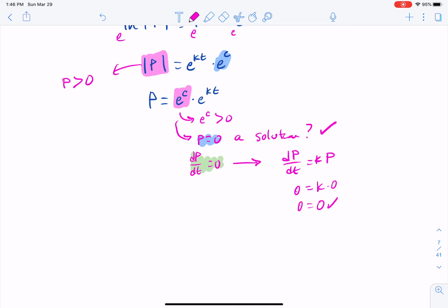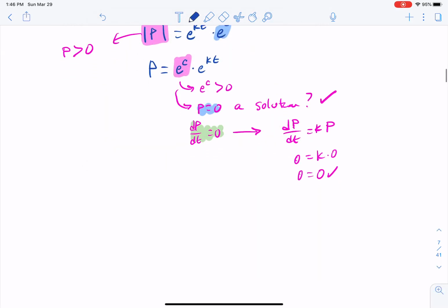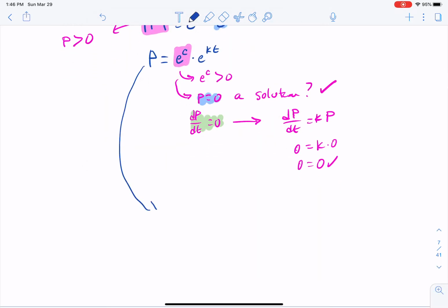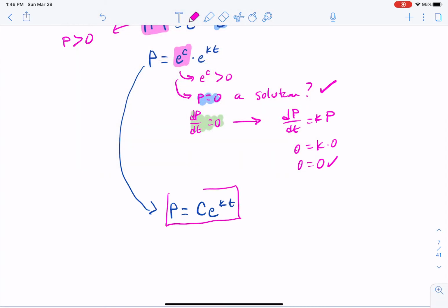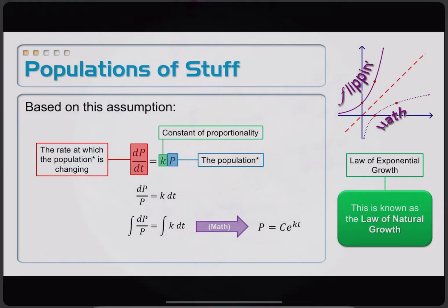It's a possible solution, which allows us to write our final equation as p is equal to c, some constant, e, or not constant of proportionality because that's this one here, kt. We're about to see what that c means within the context of this particular exponential growth situation.